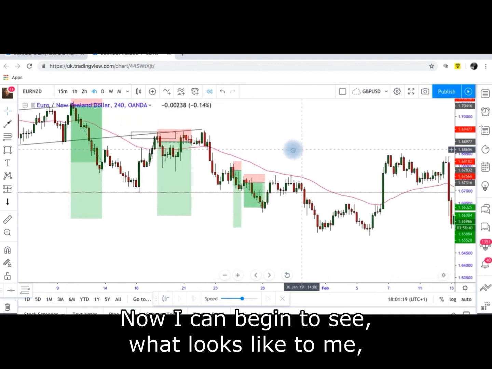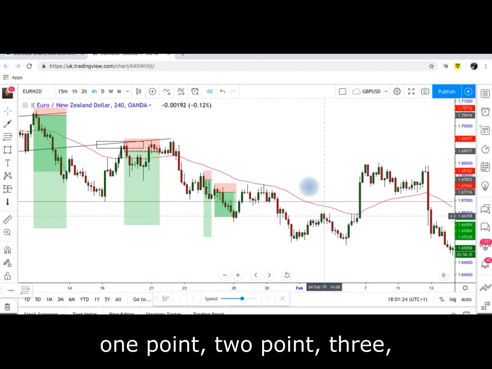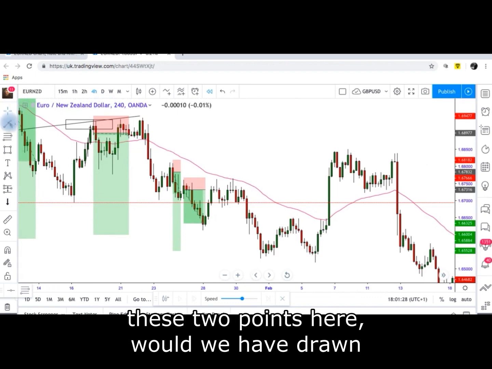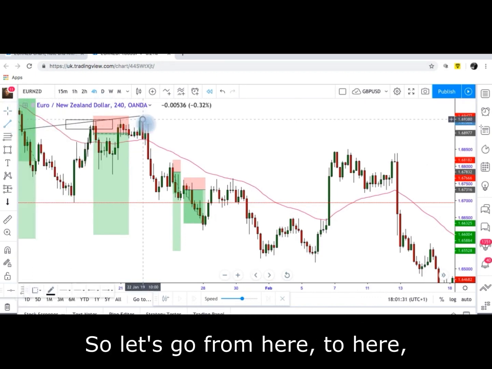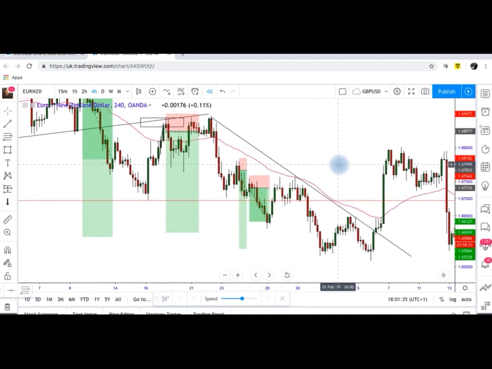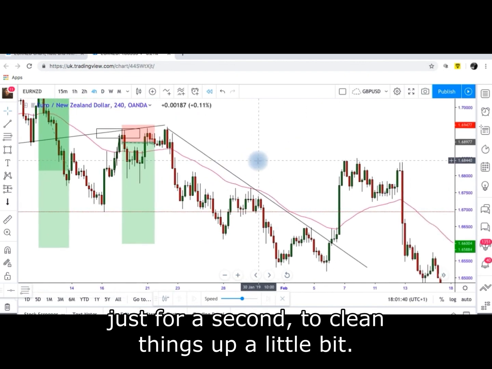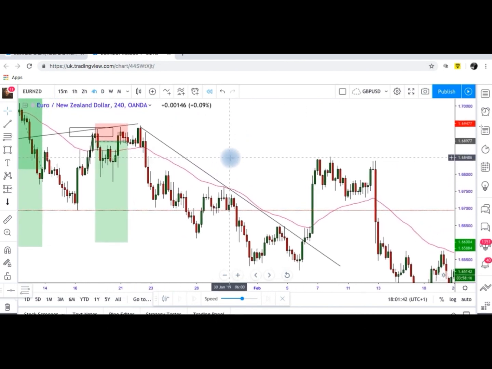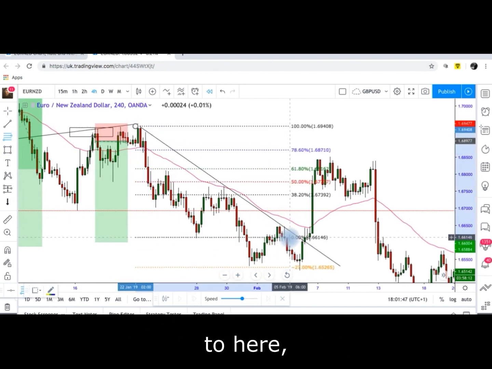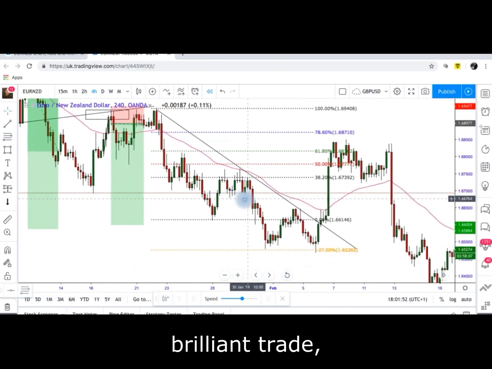Now I can begin to see what looks like to me 1, 2, 3. So let's see, if we had seen these 2 points here, would we have drawn a trend line on it? So let's go from here to here. That looks very good to me. So I'm going to remove these just for a second to clean things up a little bit. So you could have drawn a larger fib from here to here. That's a brilliant trade. Brilliant trade.